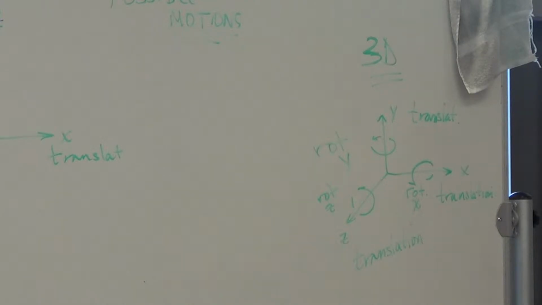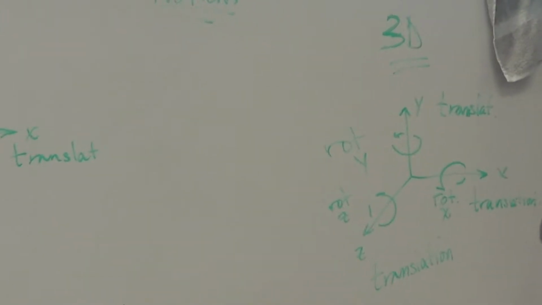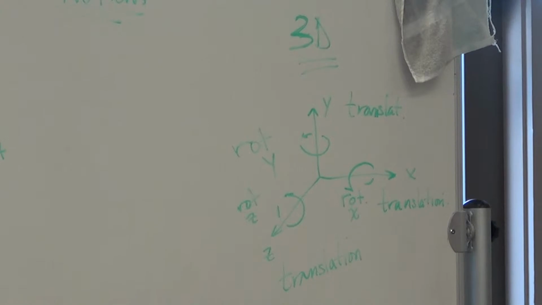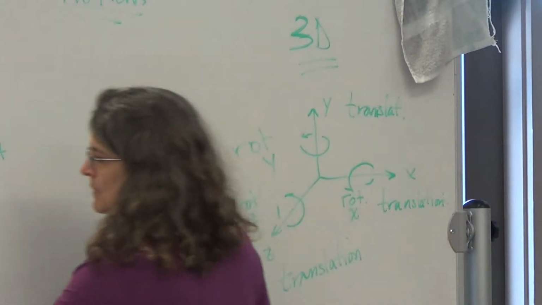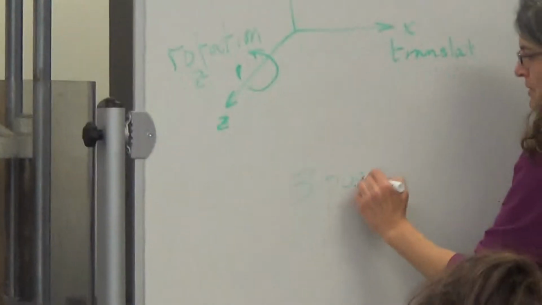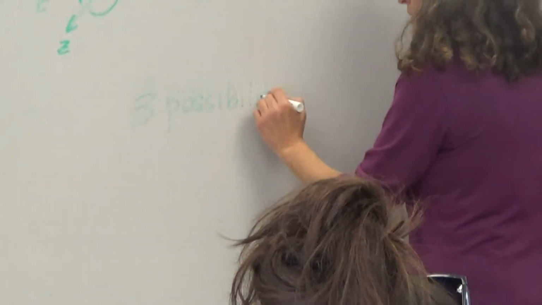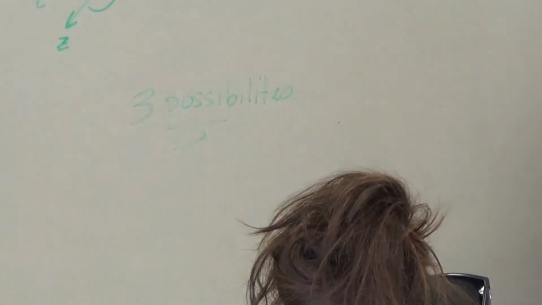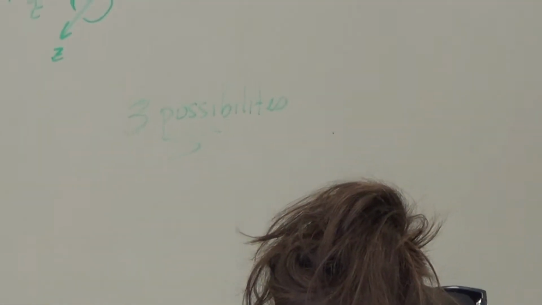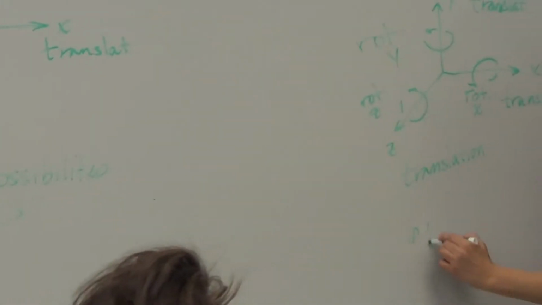So in a two-dimensional problem, what's the maximum amount of motions it could have? 3. 3 possibilities. And for 3D, we have 6 possibilities.